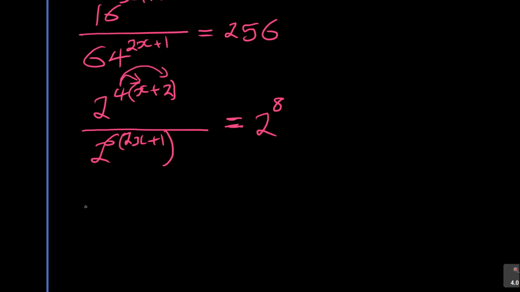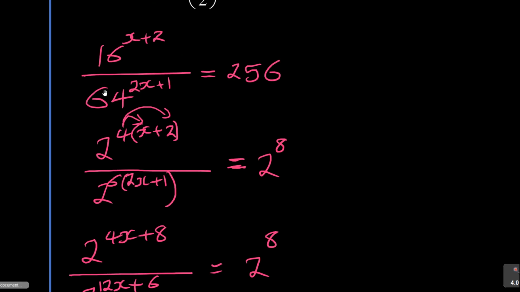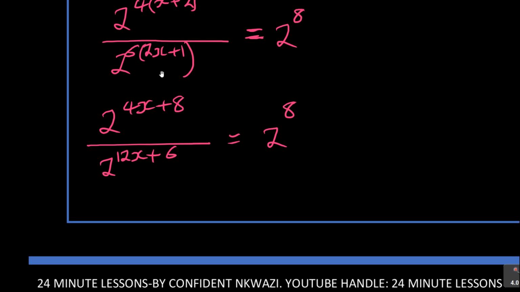So when you open up, it will be 2, 4 times x, you've got 4x. 4 times 2, you've got 8, all over. Back again, 2, 6 there, it becomes 12x. And then 6 times 1 is plus 6, equal to 2 to the power of 8. Guys, you needed to express. You cannot just do anything except expressing everything in the same base.